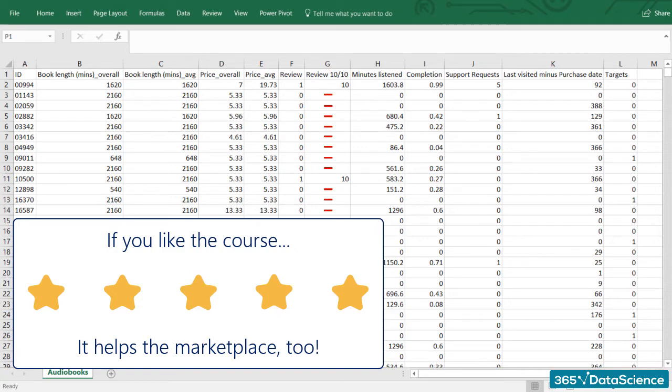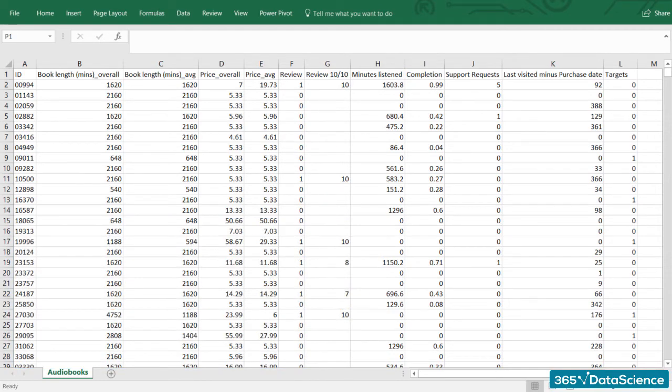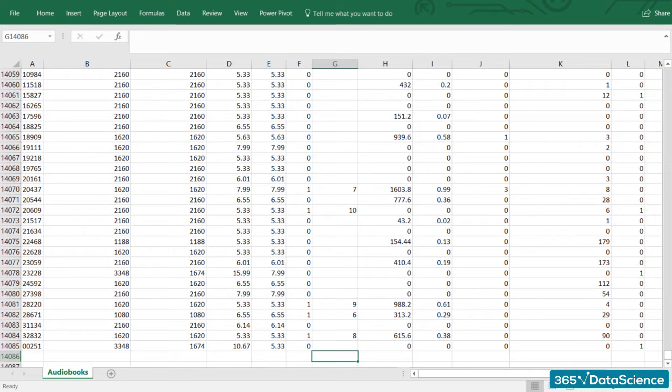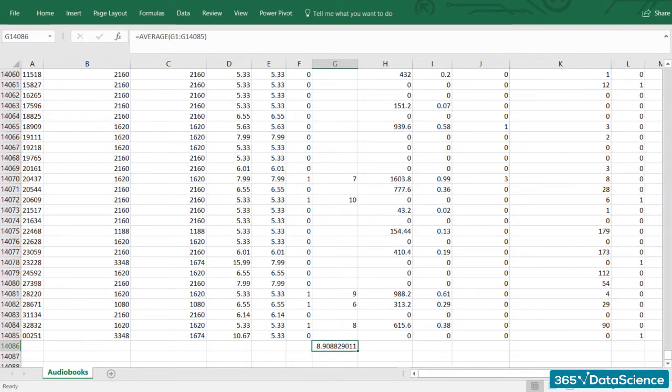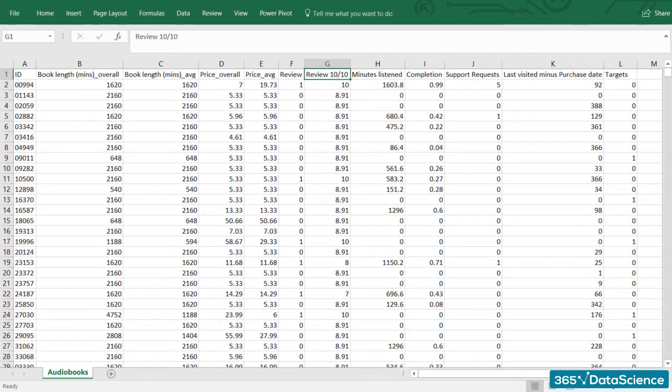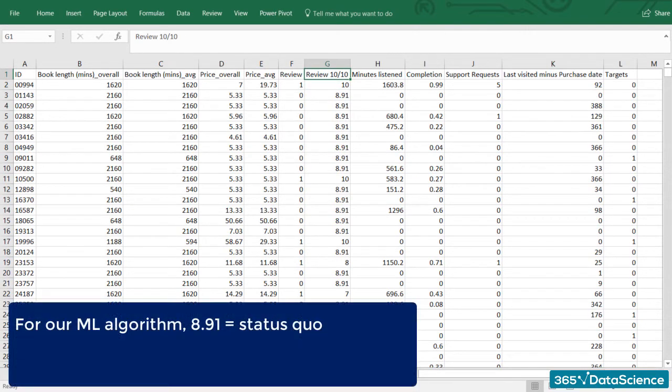Just saying. We have decided to leave the reviews posted to the platform and substitute all missing values with the average review. The average is 8.91. For our machine learning algorithm, 8.91 would mean the status quo.